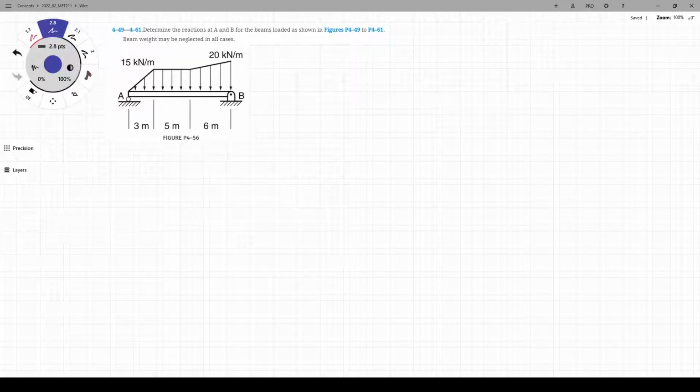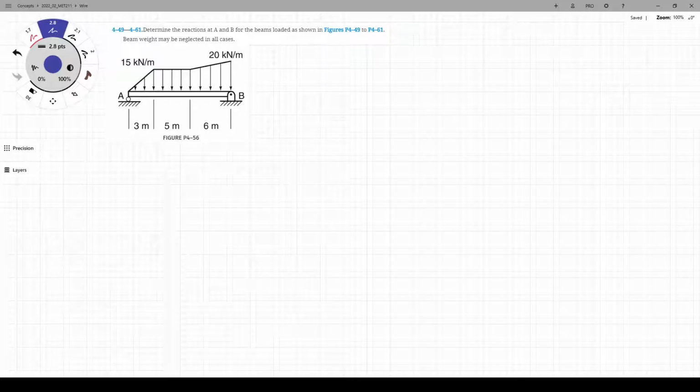We're going to solve problem 4-56. This is a problem with a distributed load across a beam supported at 2 points. We've got a beam supported on a roller at A and a pin joint at B.